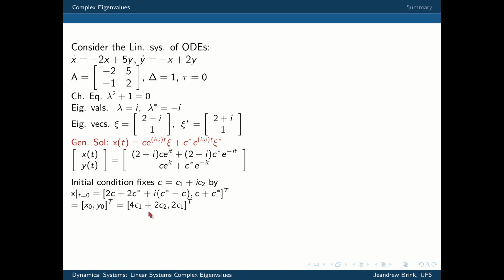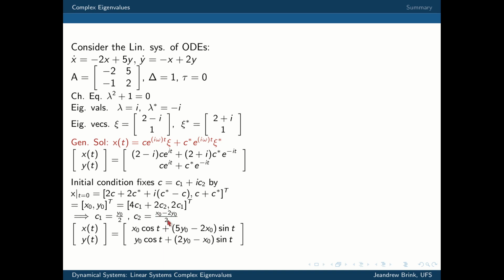Okay, and that immediately gives us that if we write out the fact that c is a complex number, in other words c1 plus i c2, if we simply substitute that in there, we get that x0 equals 4c1 plus 2c2, and y0 equals 2c1. Okay, and then we solve that, and we get c1 equals y0 over 2. Substituted in the second expression, we get c2 equals (x0 minus 2y0) over 2.